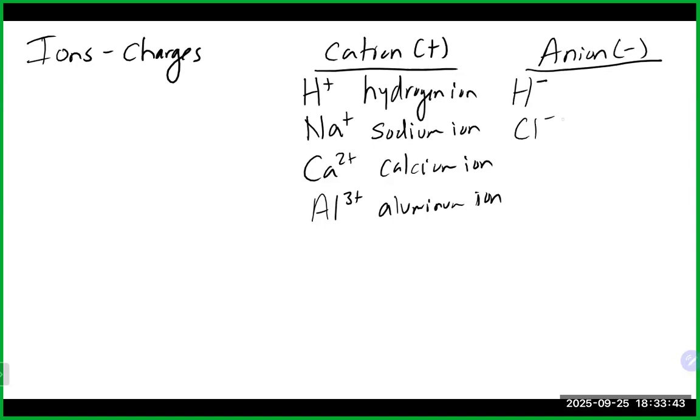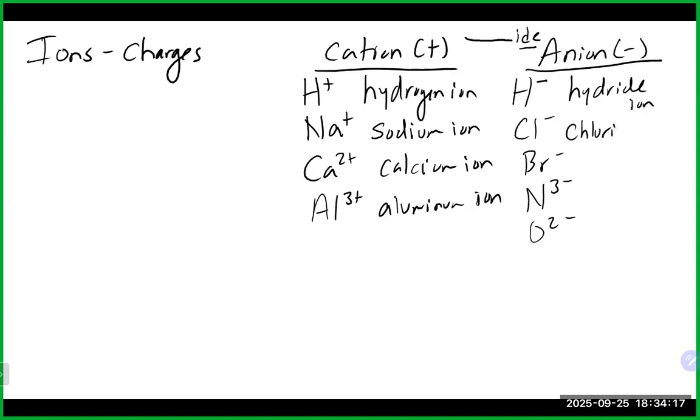You'd write something like Cl minus, Br minus, N3 minus, O2 minus. Now, the way that we name negative ions is a little bit different. For negative ions, we take the first part of the name, we drop the last part, and we put IDE at the end of it. So instead of hydrogen, this would be the hydride ion. Instead of chlorine, this would be the chloride ion. Instead of bromine, this would be the bromide ion.